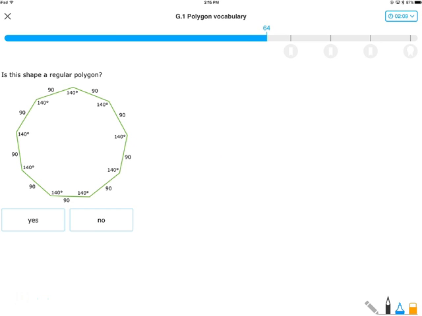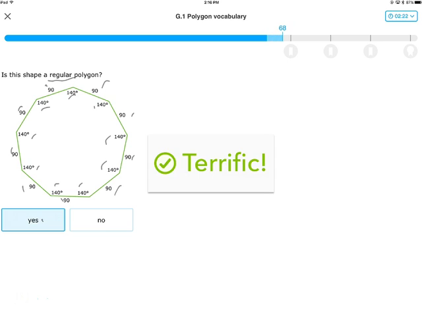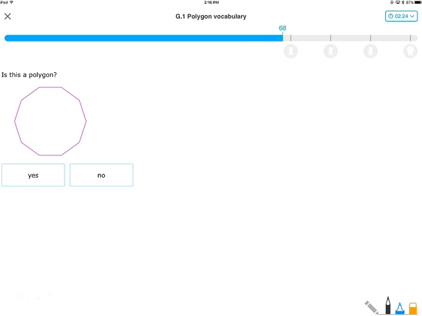Is this shape a regular polygon? So regular, I'm looking 140, 140, 140, 140. All the angles match. Look at the sides, 90, 90, 90. They all match. So yes, this is. Is this a polygon? It looks like it's straight lines. It goes from one point all the way around back to the beginning. There is an inside and an outside. It's 2 dimensions. Yes.